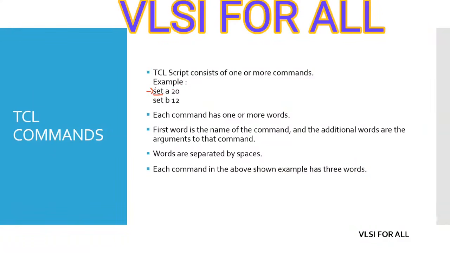So this is a command. A is the variable and 20 is the value which we are setting to the variable A. First is the name of the command, and the additional words that come after the command are called arguments to the command. So the variable A is the first argument to the command set, and the value 20 is the second argument. Each word is separated by spaces. If there is no space, then it's an error. It should have at least a single space between each word in the command.